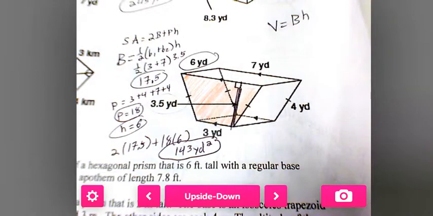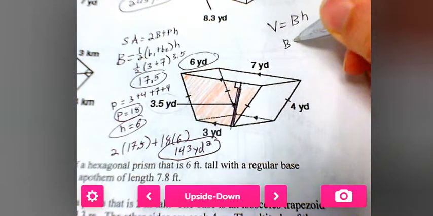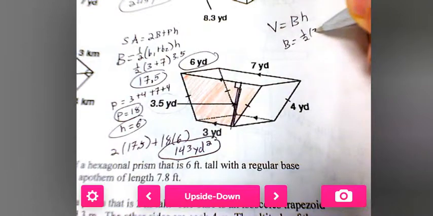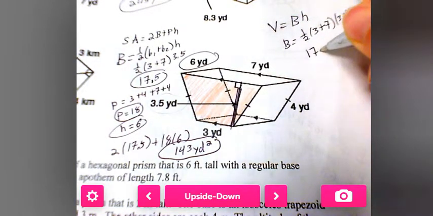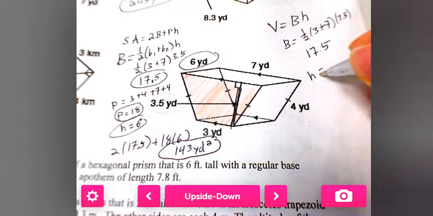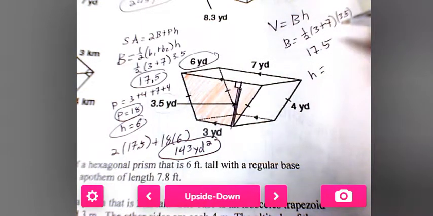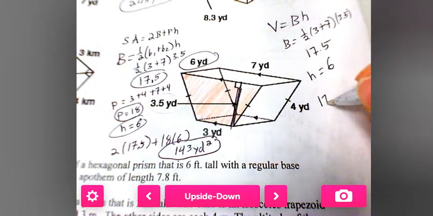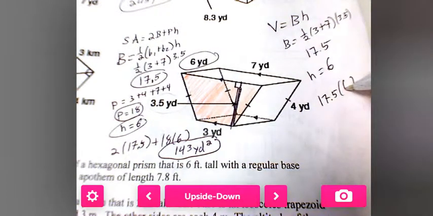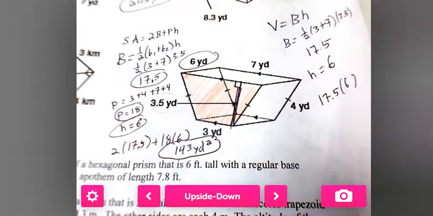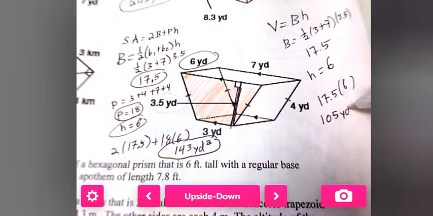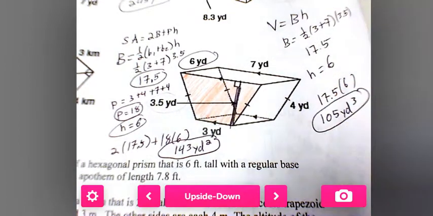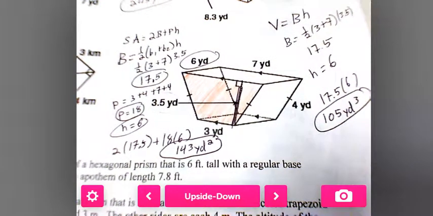Okay. All right, what's the area of my base? It's 1/2 times 3 plus 7 times 3.5, right? Which we end up getting 17.5. What's the height or the distance between the 2 bases? 6. Good. So we're going to go 17.5 times 6, and we get what? 105 yards cubed. Okay, any questions about any of these?